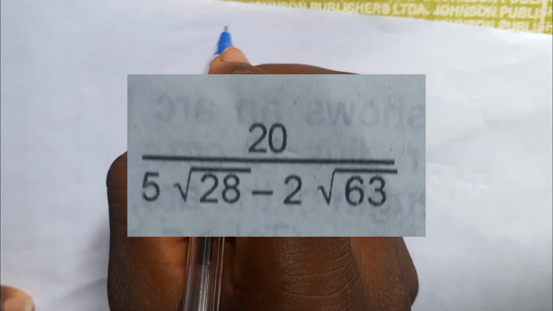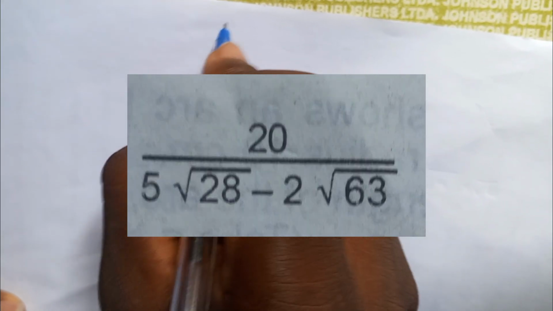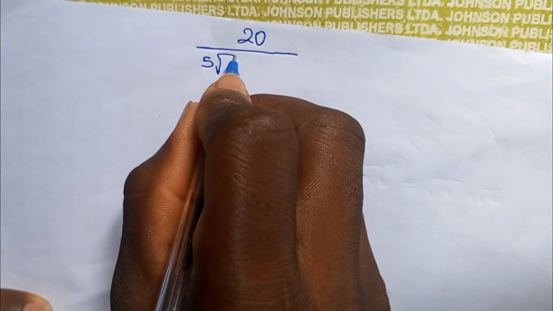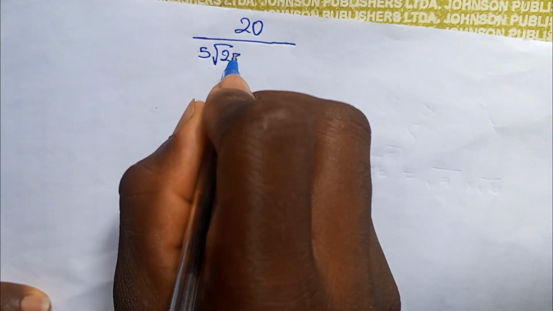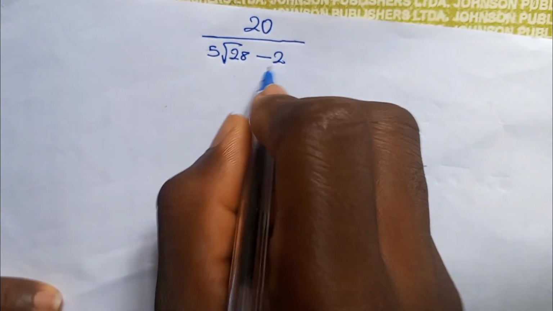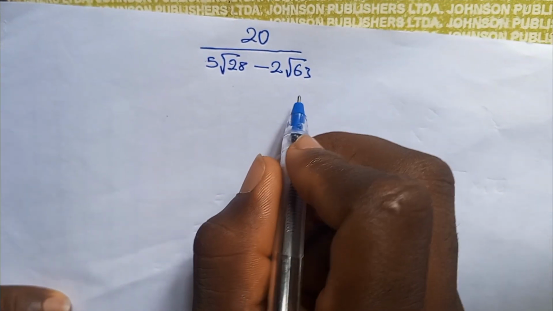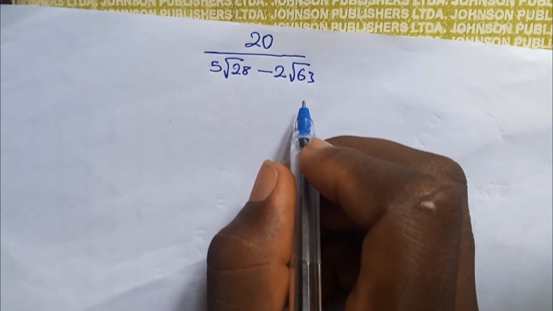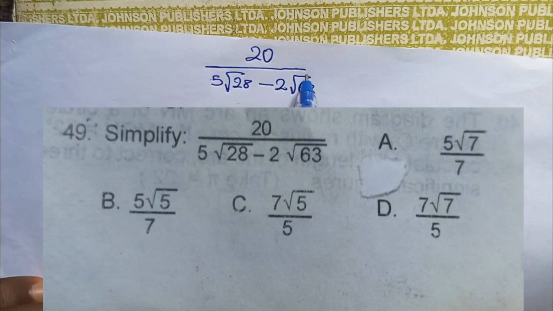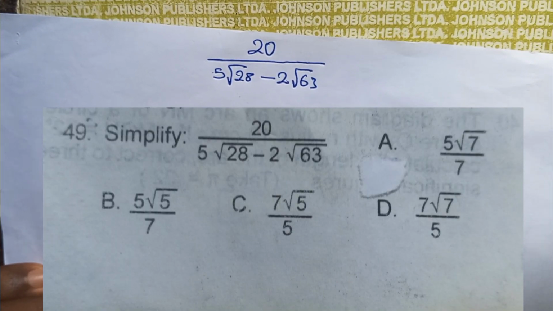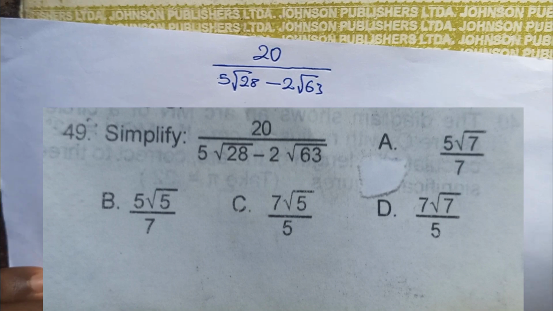The question says that we should simplify this expression: 20 over root 5 root 28 minus 2 root 63, which is a WAEC past question. After which we will look from options A to D and pick our answer.